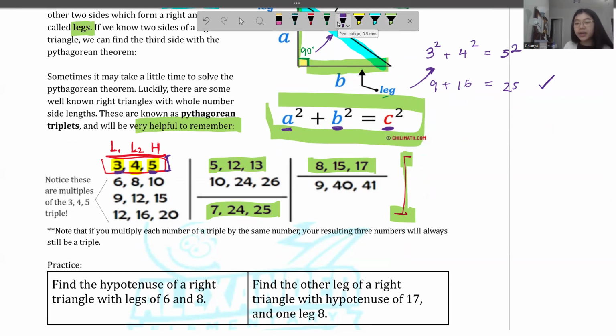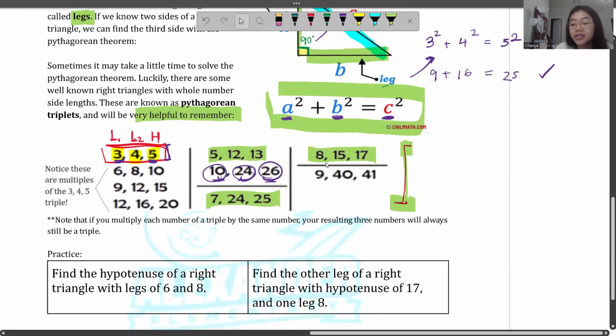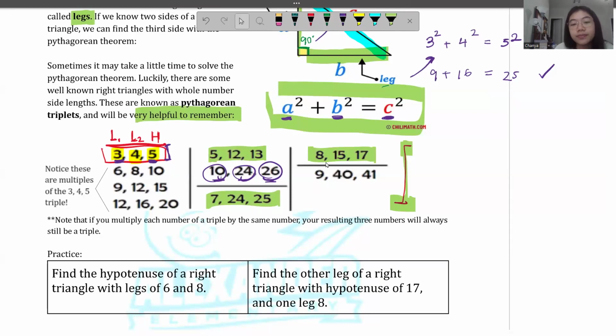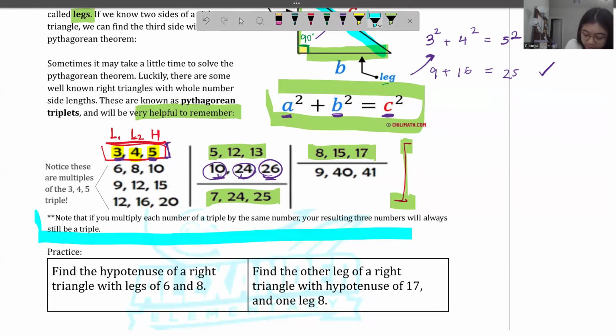One quick note, you can manipulate Pythagorean triplets by scaling up or scaling down. For instance, if you know that 5, 12, 13 satisfies the Pythagorean theorem, you notice that 10, 24, 26 is basically all the side lengths multiplied by 2. Therefore, it must satisfy the Pythagorean theorem as well, since you're only scaling the sides and you're not changing the ratio of the sides in the triangle. And this is, of course, illustrated here. The resulting three numbers will always be a triple.